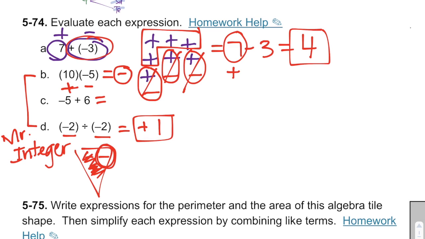Make sure that you have the value for 10 times 5 to go with the negative. And make sure you finalize that answer.